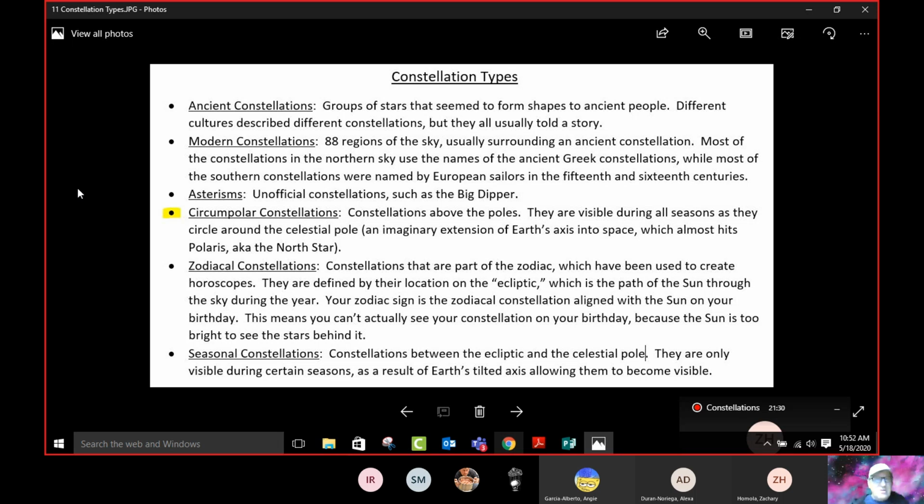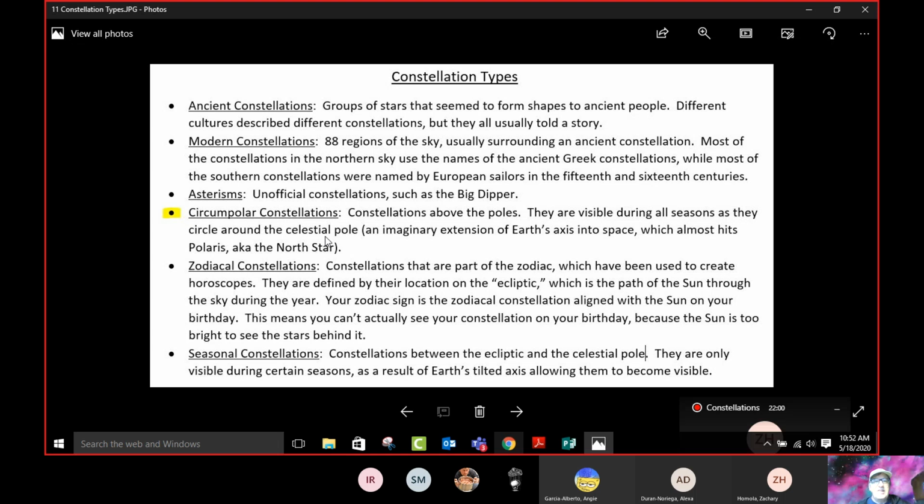We take the constellations and divide them into groups: those that are around the pole, circumpolar. So there's two groups of circumpolar constellations. There's the northern and the southern groups. We're only going to look at the northern ones since that's where we live. Basically, these are constellations above the pole, and these are visible during all seasons as they circle around that pole.